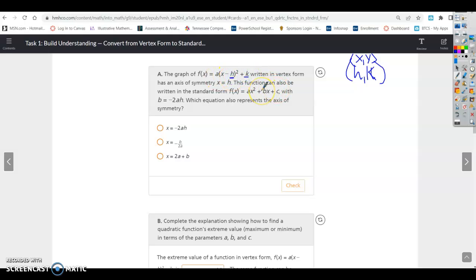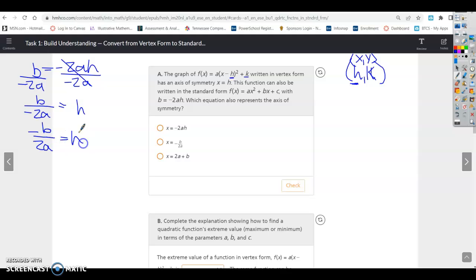So we know the vertex is (h, k). What we're doing is trying to compare vertex form and standard form. So if we know that b equals negative 2ah, how can we find h? So b equals negative 2ah. Let's divide by negative 2a. You're not going to have to do this each time. They just want you to see how these two equations relate to each other. And if you want to put the negative on top, that gives you negative b over 2a. So that's our h. That's going to be the x in our vertex.